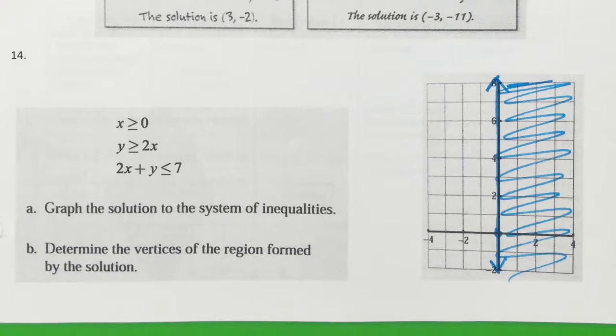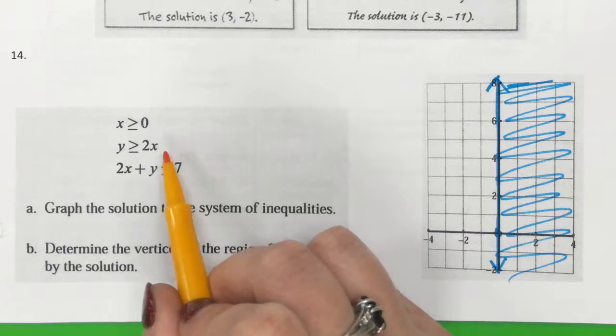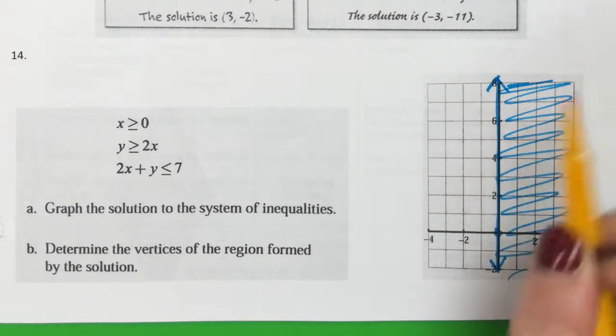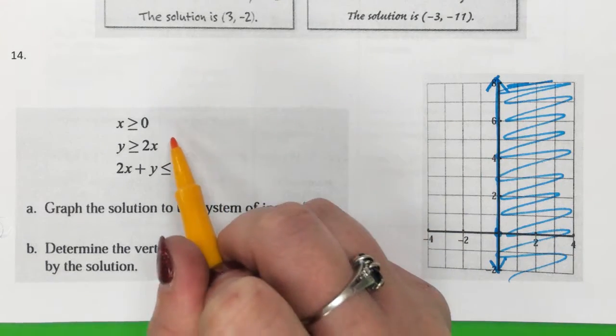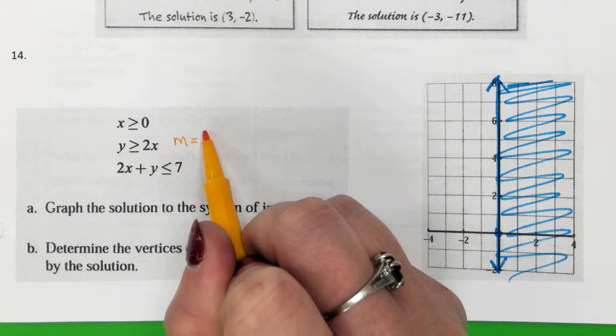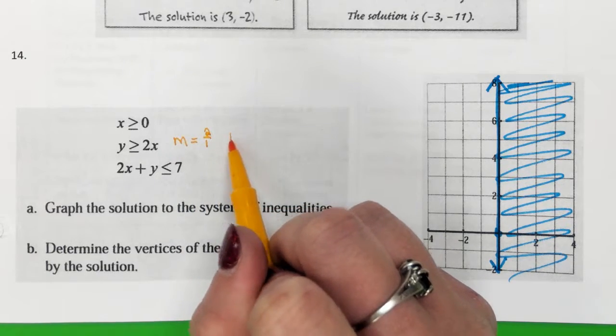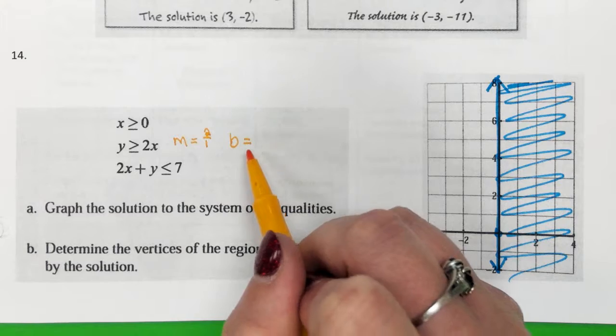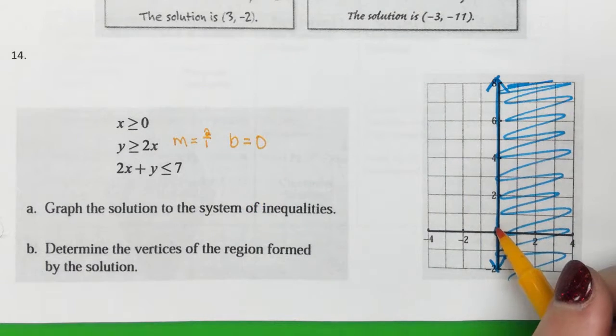Okay. Alright, then you got another one. You got y greater than 2x. That has a y and that has a 2x. So that means that we're actually going to have a slope. It's going to be an identity graph, right? So what's my slope? 2 over 1. Yep. And what's my y-intercept? 0. Perfect. So we're going to start at 0.